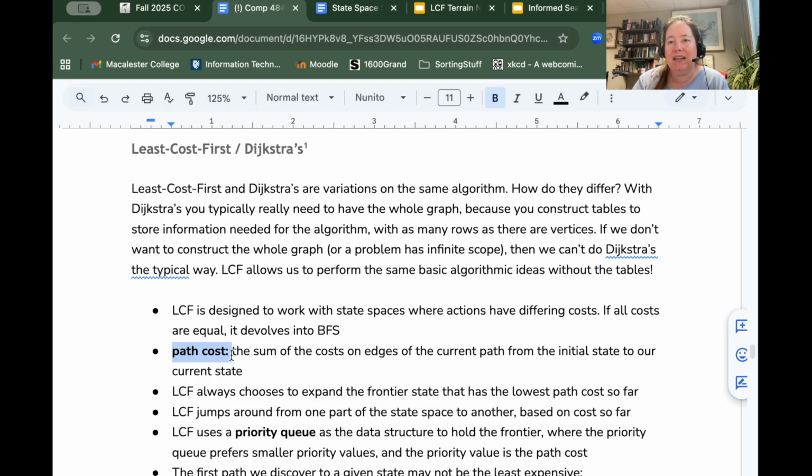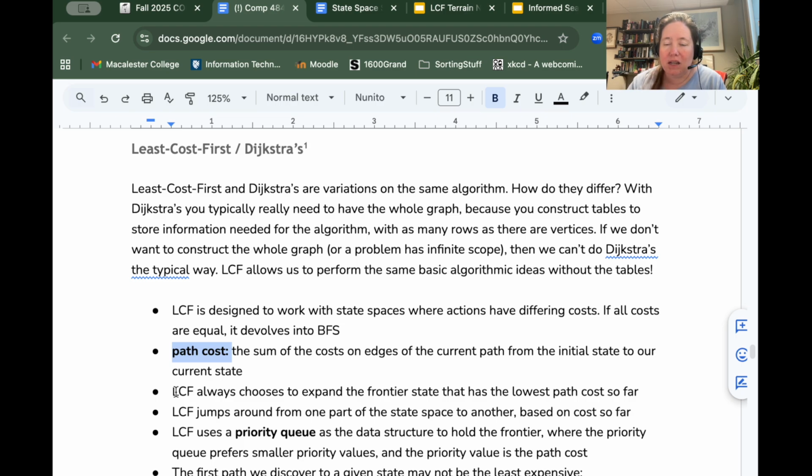Here, we need to keep track of the cost of the edges from the start state to whatever state we are currently at. We have to add those up. And that means an extra bit of information that the algorithm has to keep track of. All right, so least cost first, or lowest cost first.